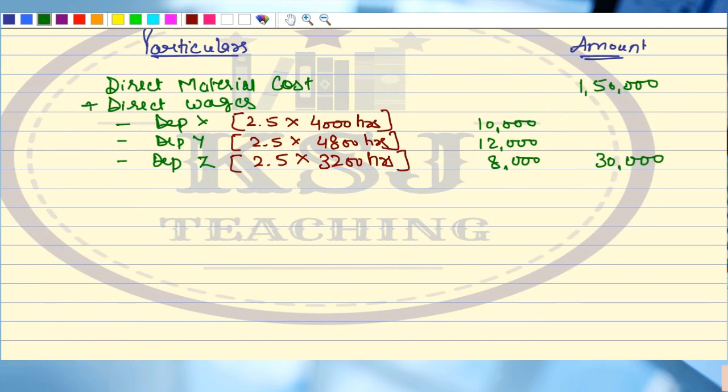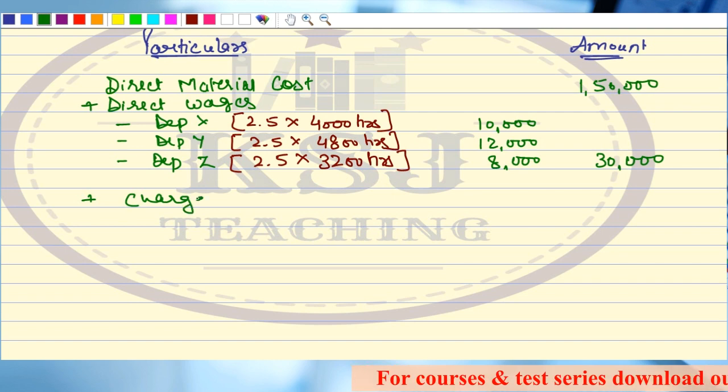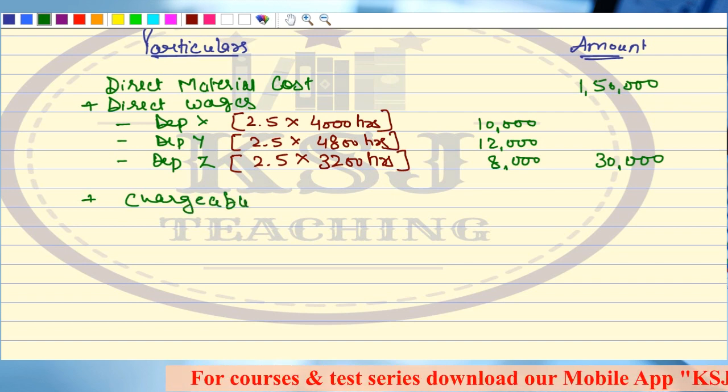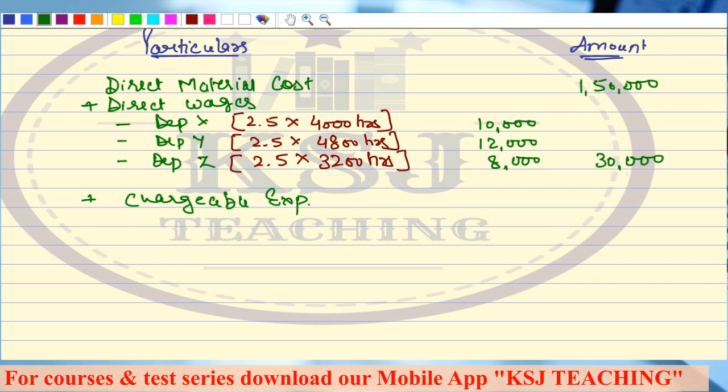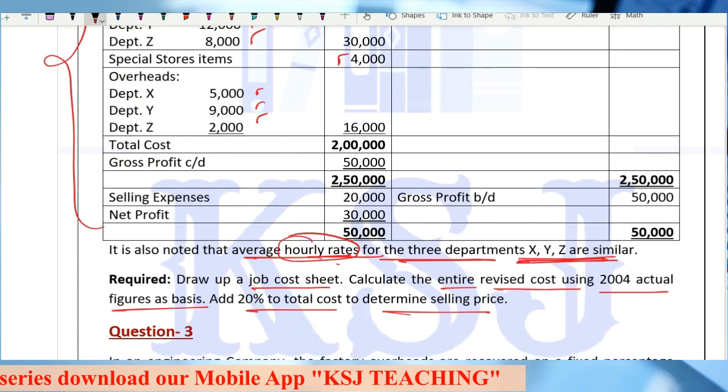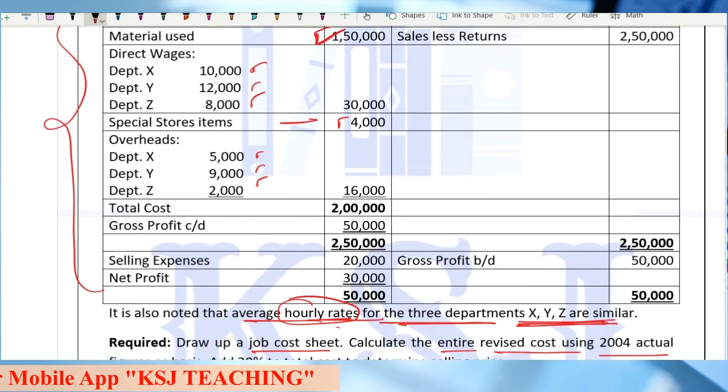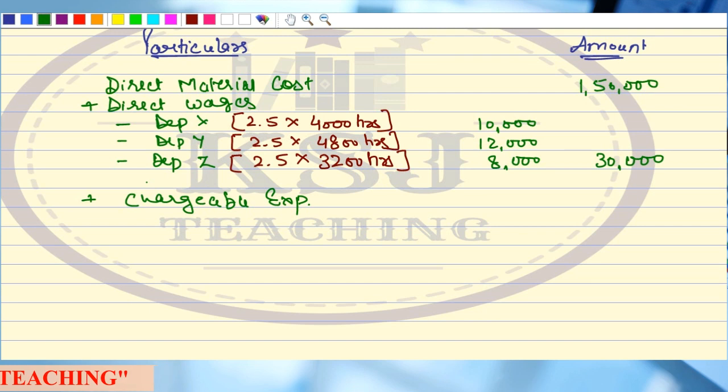So direct wages is there, plus I'll add chargeable expenses here. And what is the value of chargeable expenses given to us? That is 4,000, special store items. From here, what we will get is prime cost.